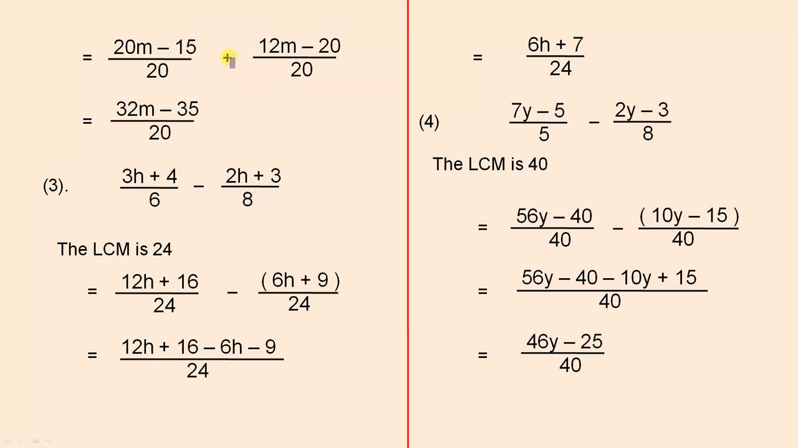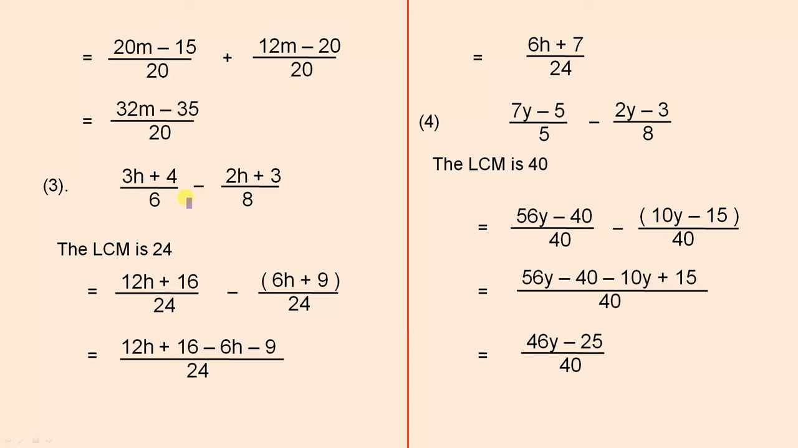So that's exactly what we had on the last slide. Now because the denominators are exactly the same, all we do is add these numerators. Remember just to add the like terms together. So that gives us 32m minus 35 over 20, and that's the answer.